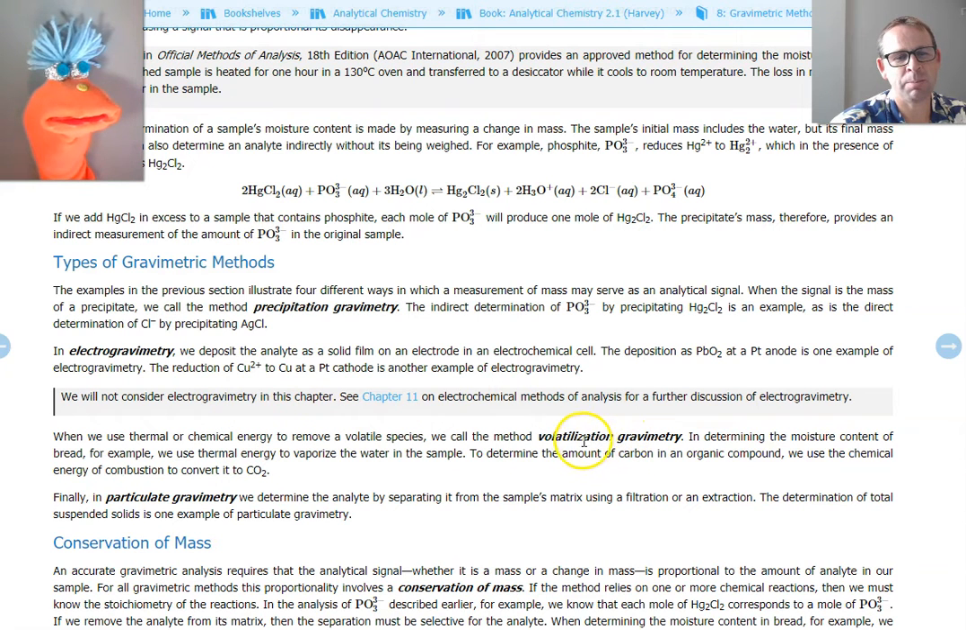volatilization. What do you think that might mean? Evaporate off something? Very good. Volatilization is where we evaporate something that's volatile, and so you can look at the change in mass that way. Particulate gravimetry: we determine the analyte by separating it from the sample's matrix using filtration or extraction. Okay.